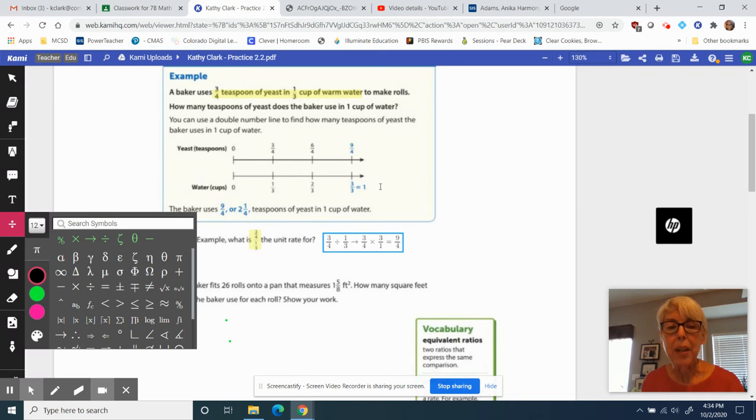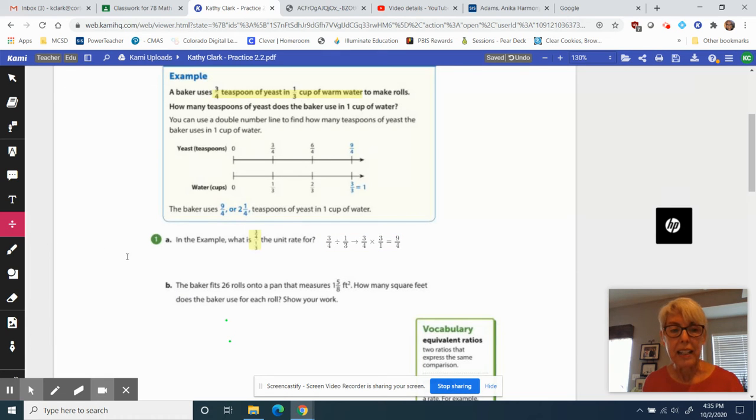So they use the double number line. Here's the way we can do it using the procedure that we had talked about yesterday. Now, when I want to get rid of those symbols, I click the division sign again. And the question is asking me in the example, what is 3/4 divided by 1/3, the unit rate for? So it wants me to answer that with words.